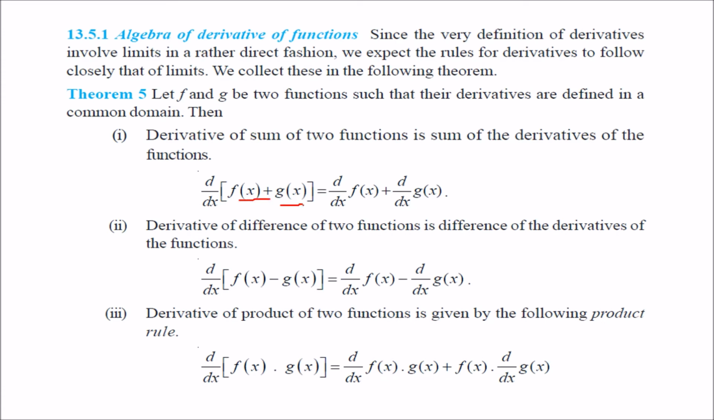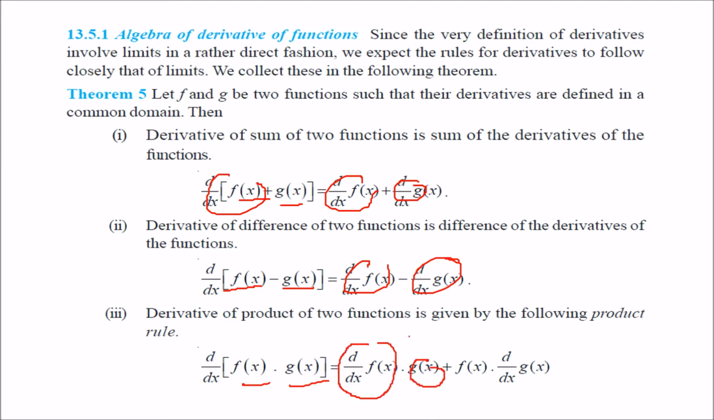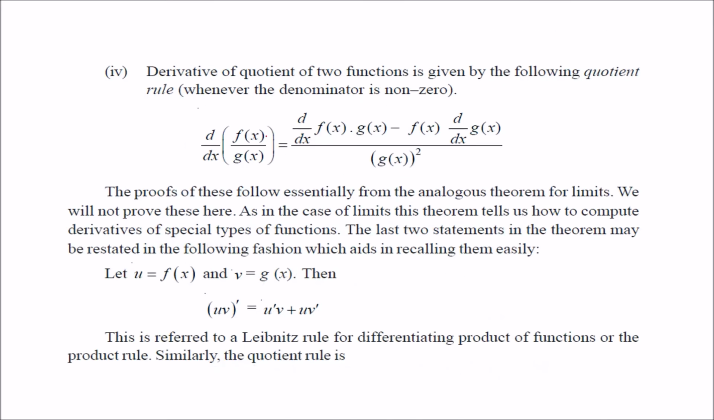Algebra of derivatives: if you want to add these two, you can take the derivative separately and add. If you want to take subtraction, you can do it separately. If you want to do multiplication, now there is a difference. First you have to take g(x) out and take the derivative of f(x), then you have to take f(x) out and take the derivative of g(x). In a similar fashion, if it is u by v form or f(x) by g(x) form, you have to square it first, take g(x) out and the derivative of f(x), then f(x) out, derivative of g(x), and then subtract them. So these are the expressions that you are going to use.